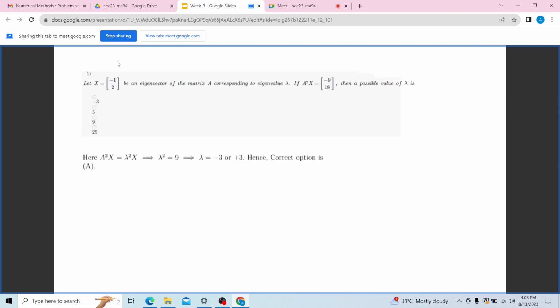So for this eigenvector corresponding to the eigenvalue lambda, and given these conditions, you have found that lambda will be minus 3. Is there any doubt?